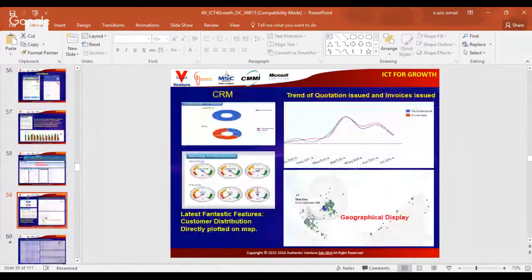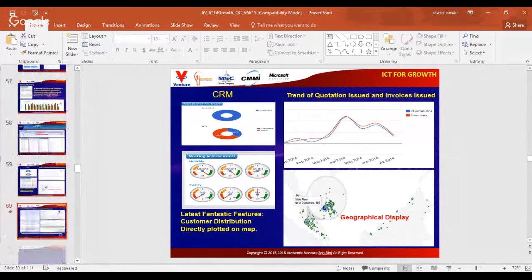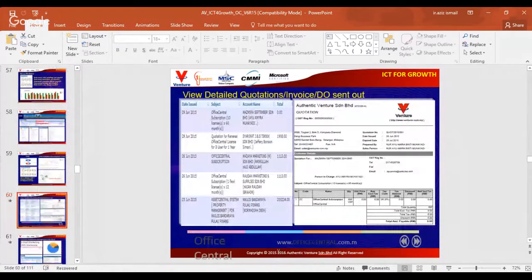There is a dashboard available in the CRM, so you should explore that. We will go through the system later on in the next session. Okay, you can look at the various quotations you want.